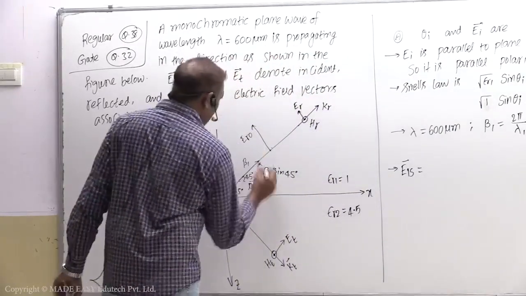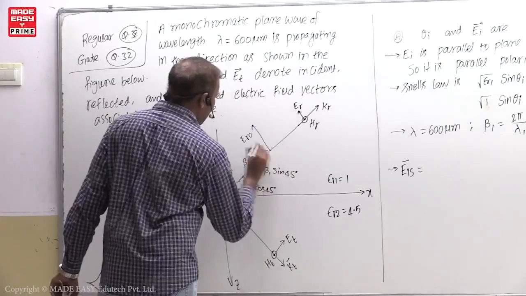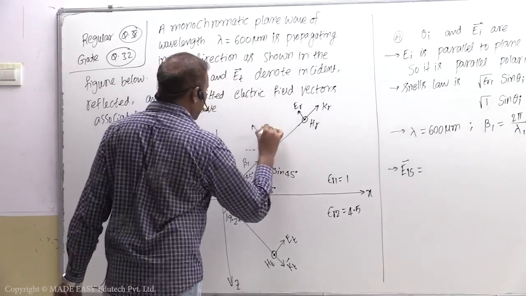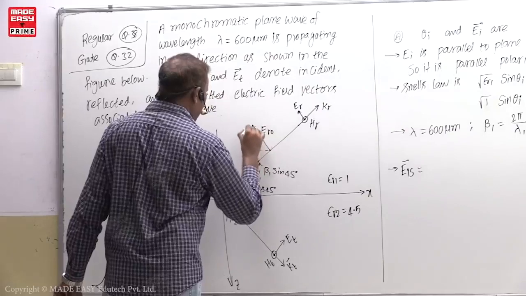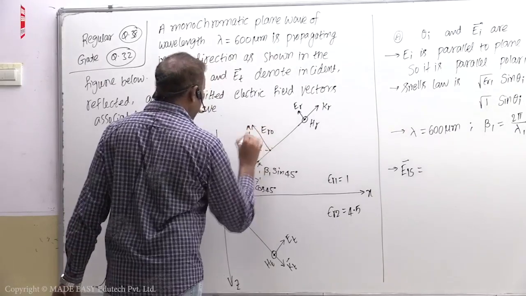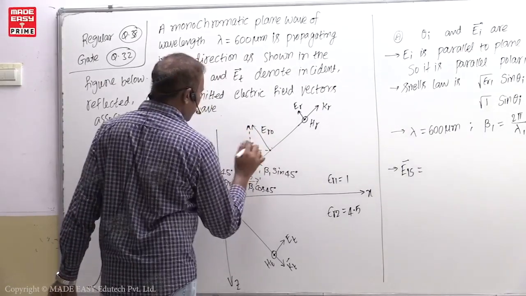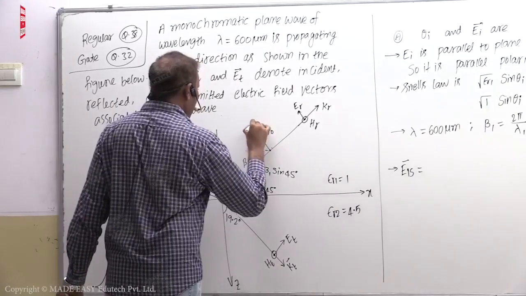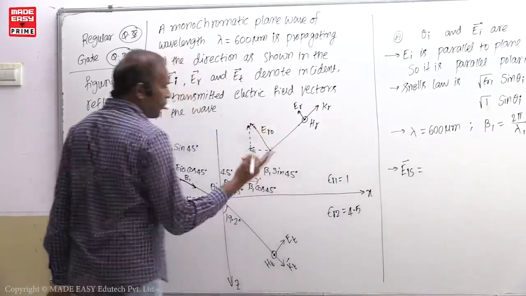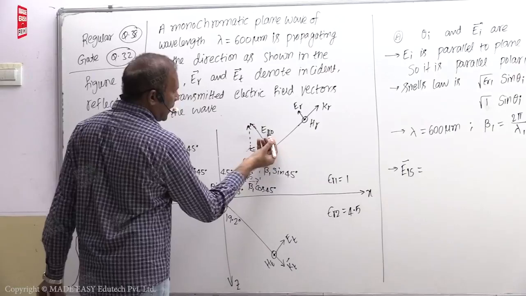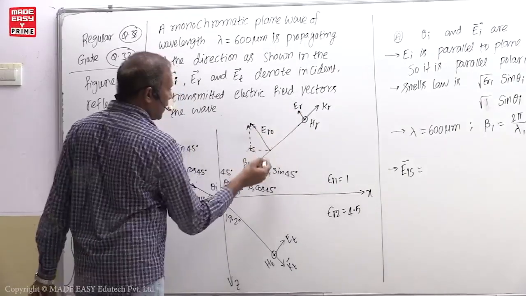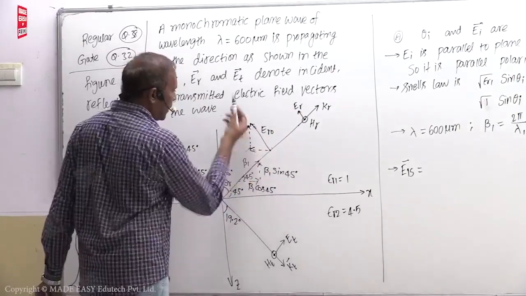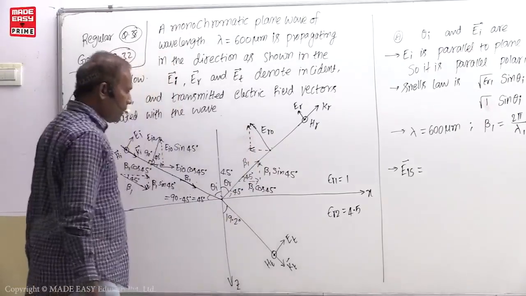This has a horizontal component like this. I will write this as ER0, like this and like this. You have to follow these arrow marks. For ER0, the electric field arrow mark is this one. Then for the horizontal component and vertical component, the arrow marks should be followed.